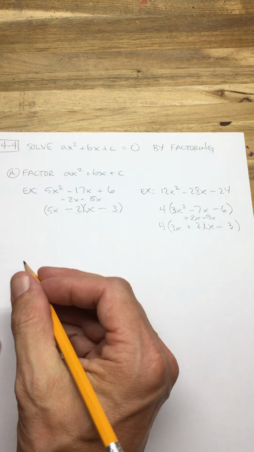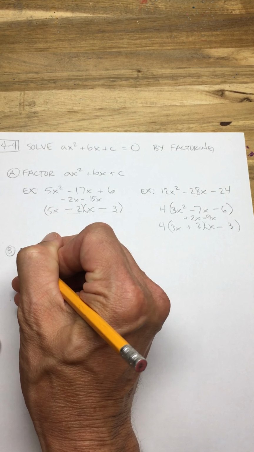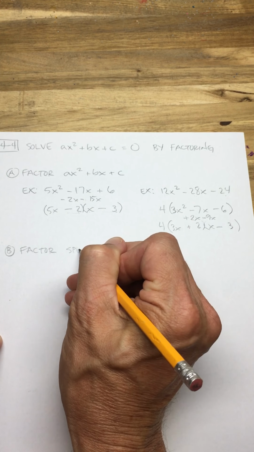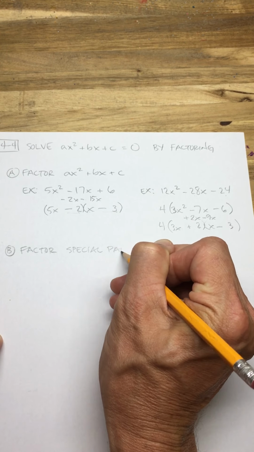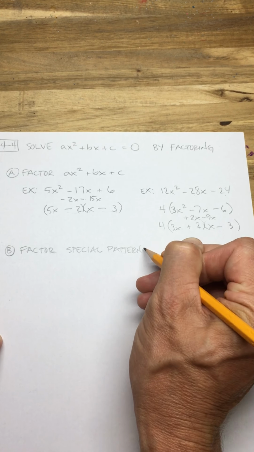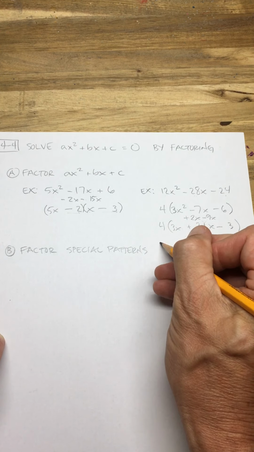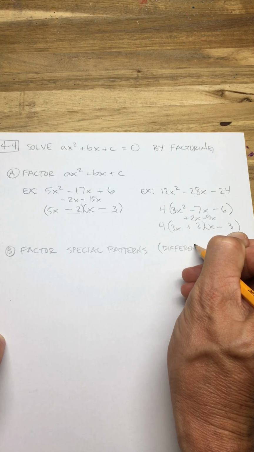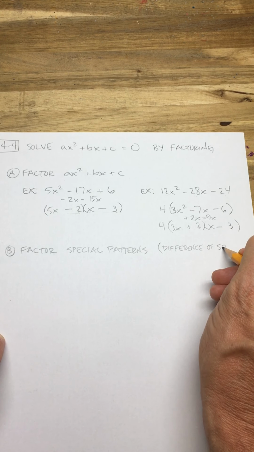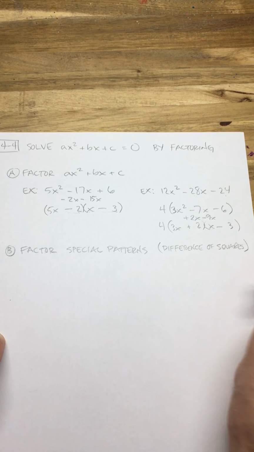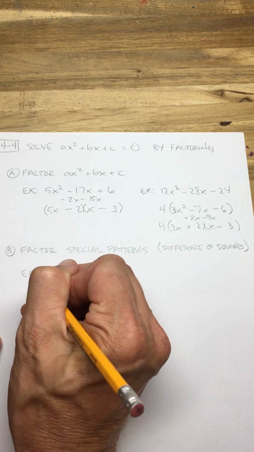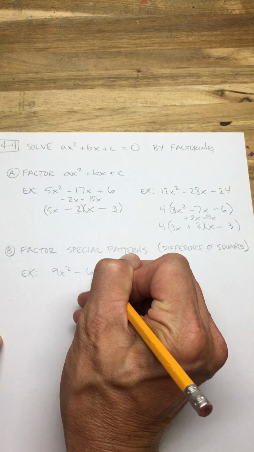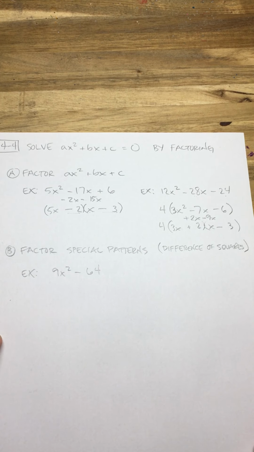I'm going to do one more thing really quick. I'm going to do B, factor special patterns, okay? And the special pattern I'm going to focus on right now is difference of squares, okay? All right, here's my first example. You'll recognize this. It's 9x squared minus 64. Okay? 9x squared minus 64.